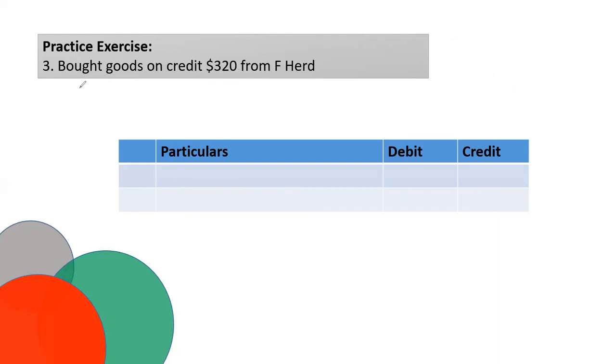So transaction number 3: bought goods on credit from F Hurd. Now we have bought goods on credit. Whenever they say on credit, it means we haven't paid any cash amount. We are buying on account, on credit, from someone. He is our supplier. F Hurd is our supplier. So we are buying from F Hurd on credit.